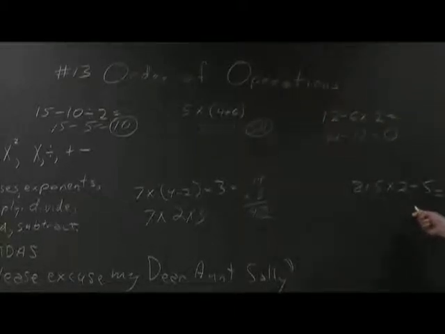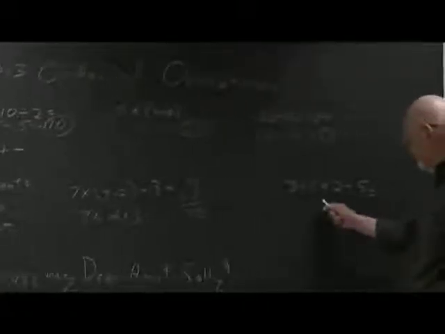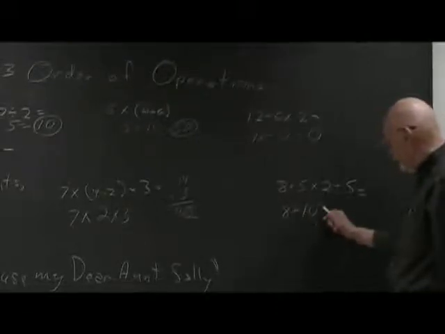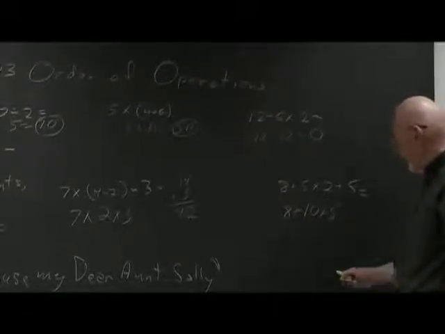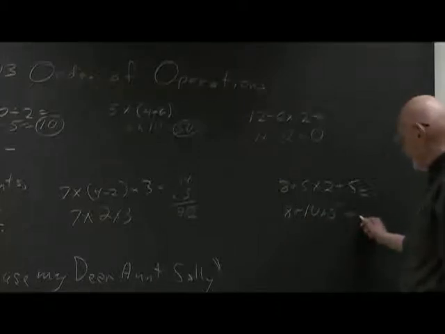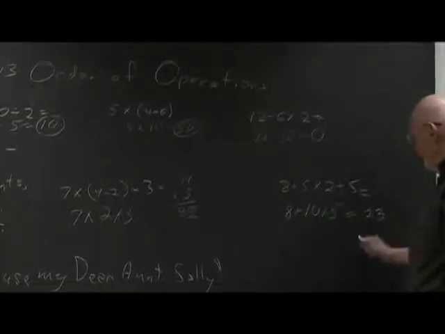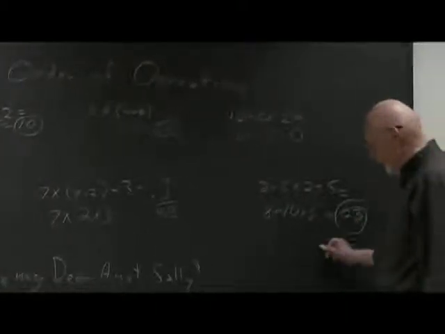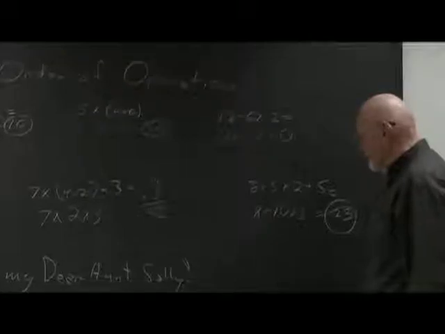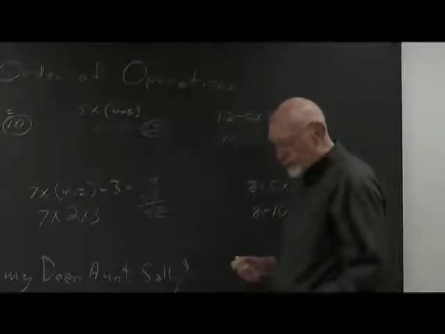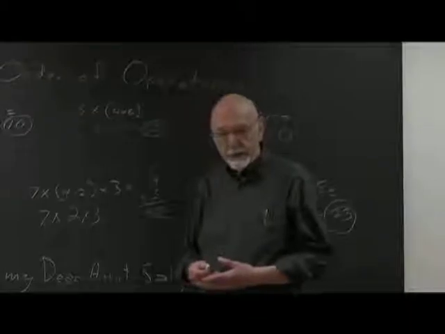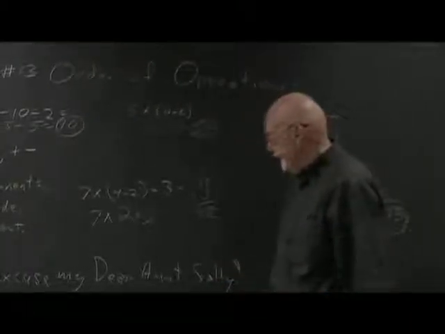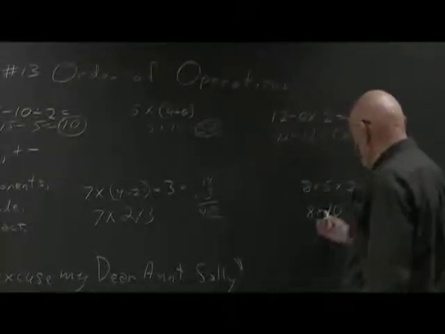And 8 plus 5 times 2 plus 5. 5 times 2 is the first one to do, that's 10. 8 plus 10 plus 5. So 8 plus 10 is 18, plus 5 would be 23. If you did it the other way, 10 plus 5 is 15, plus 8 is also 23. So, as you know, multiplication is a short form of addition. They are related, and that's why these come out the same.